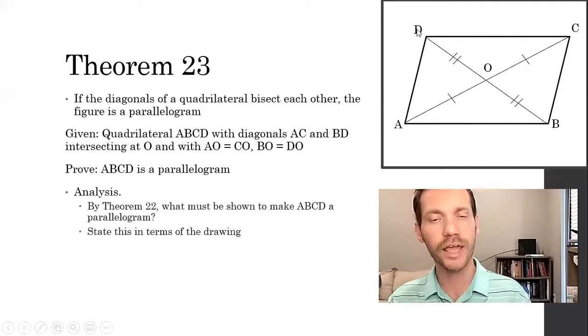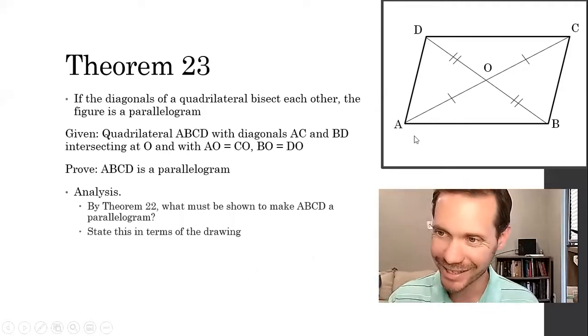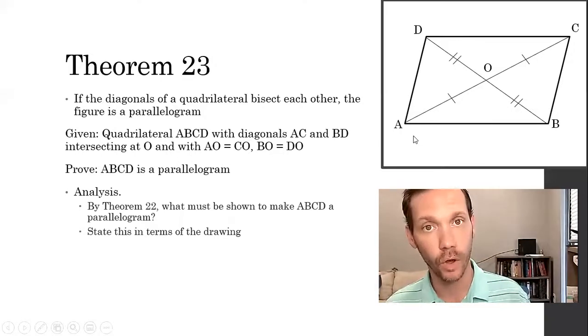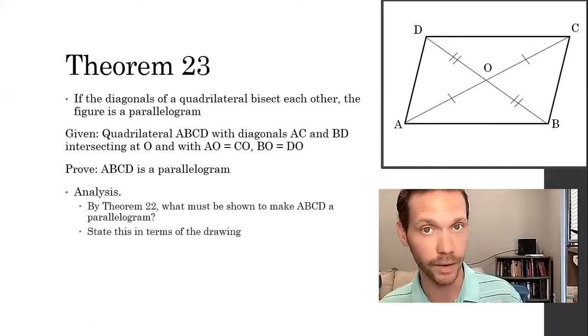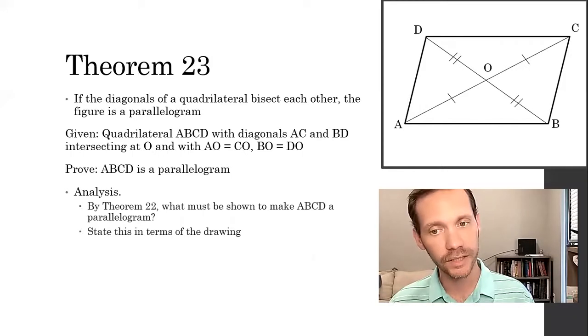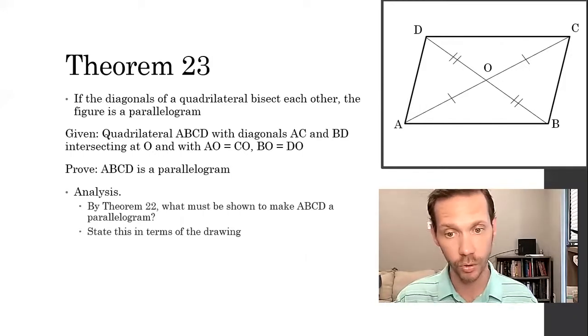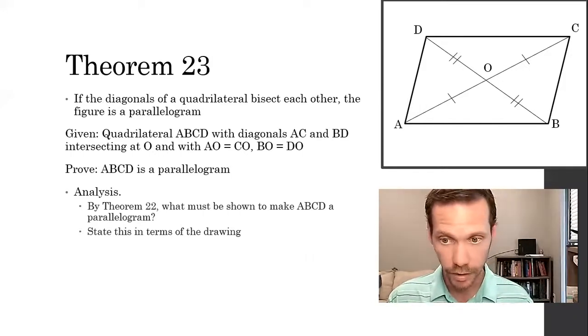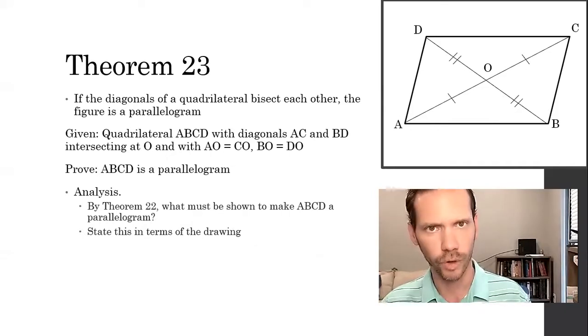All right. So if we have these bisecting diagonals, how do we know the whole quadrilateral is a parallelogram? The analysis is we're going to use Theorem 22, which we just did, to show this makes a parallelogram, and we're going to show it in terms of the drawing.